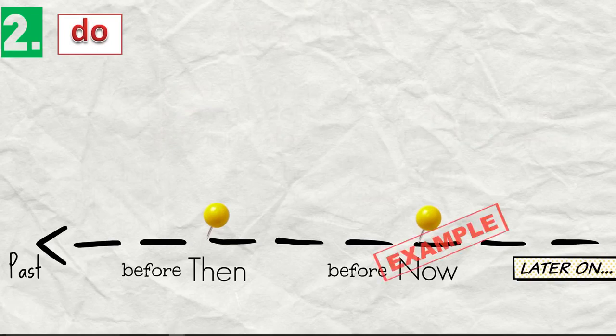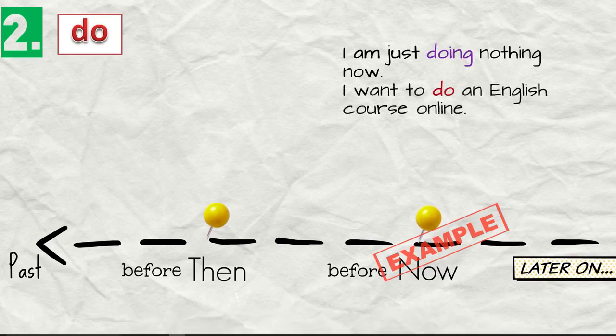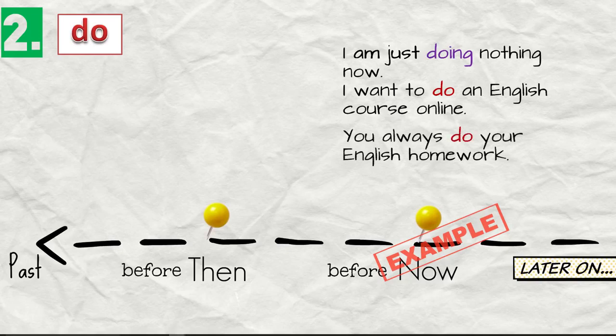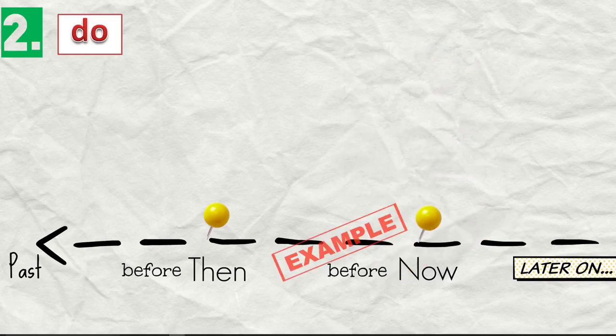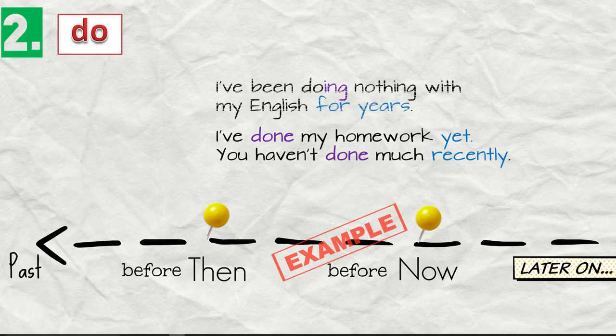I'm just doing nothing now, which is not true, but it's just an example. I want to do an English course online. You always do your English homework. He never does his homework. So this is the present now. Now we have examples. I've done my homework yet. You haven't done much recently. I've been doing nothing with my English for years.